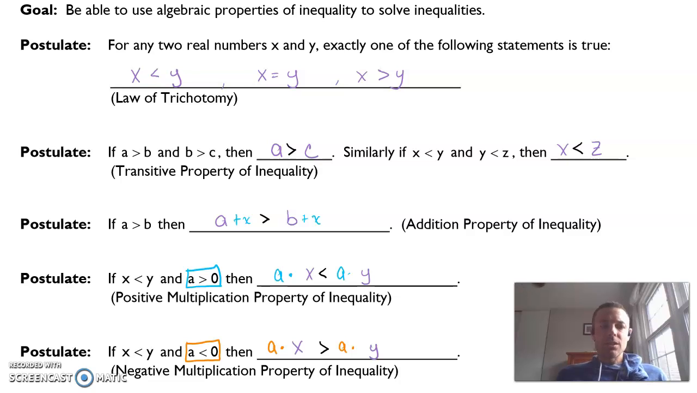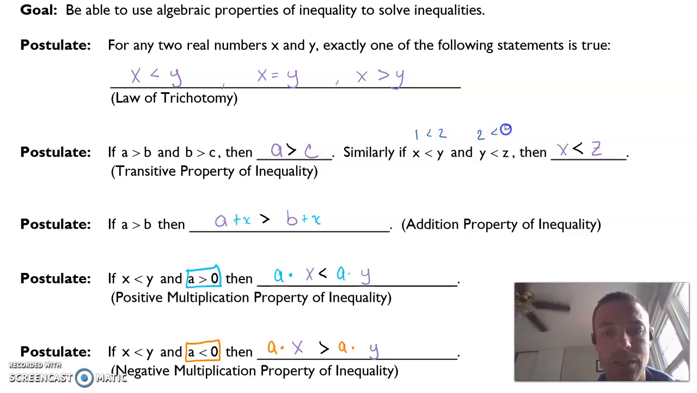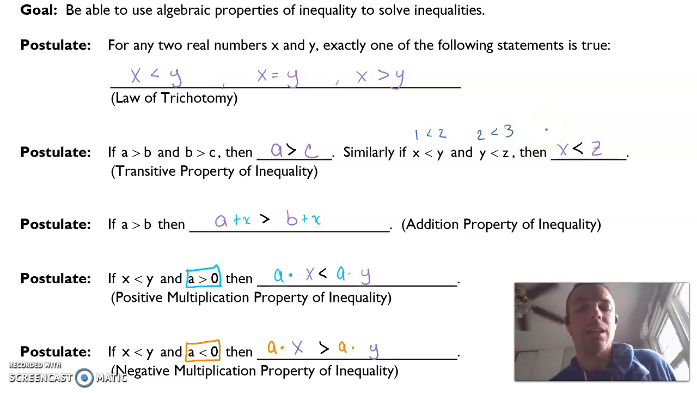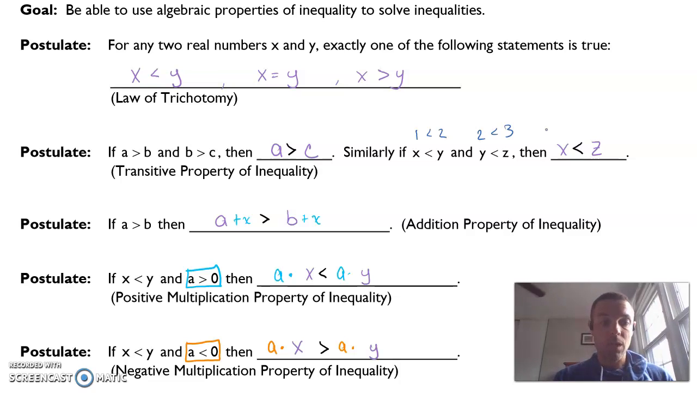The next postulate states that if A is greater than B and B is greater than C, then we know A must be greater than C, and vice versa with less than. So think about anything in our number system. If we had 1 is less than 2 and 2 is less than 3, well, we can conclude that 1 must be less than 3. So that's our transitive property. We did that a lot during first semester. That applies with inequalities as well here.